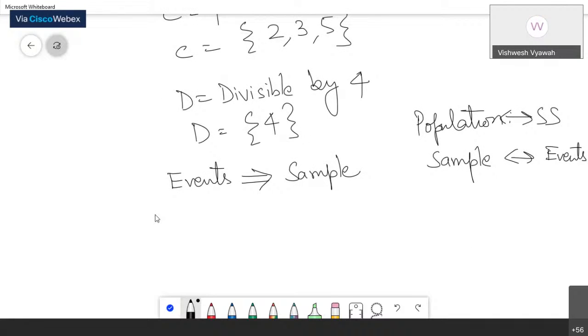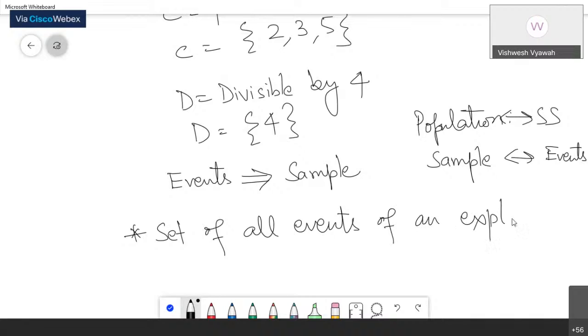So we got this idea. Any doubts up to this point? You see what we are doing? We are modeling an experiment, a physical or a hypothetical experiment where the outputs are discrete and countable. We are going to give a mathematical representation to that in terms of set theory. This is what we are doing. Now, the next important thing that I am going to define is the set of all events of an experiment. This is very important.